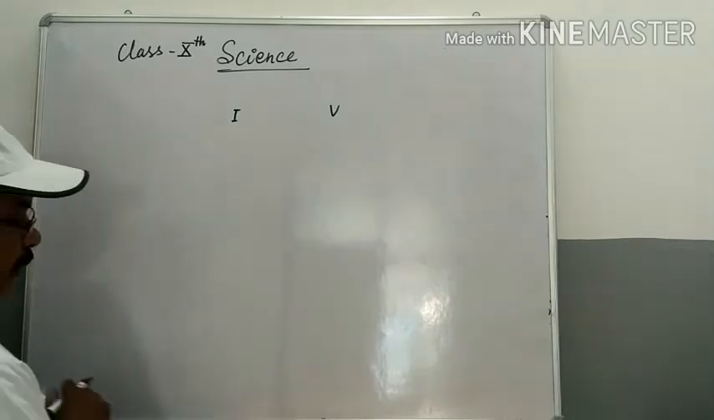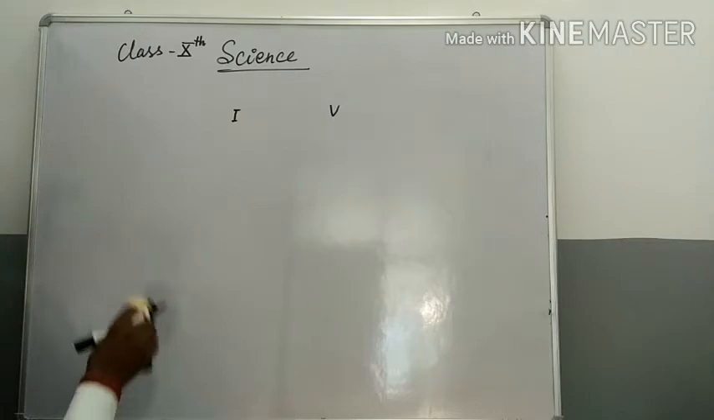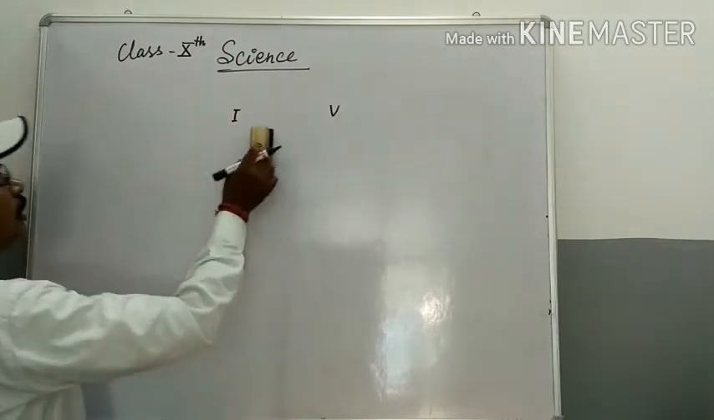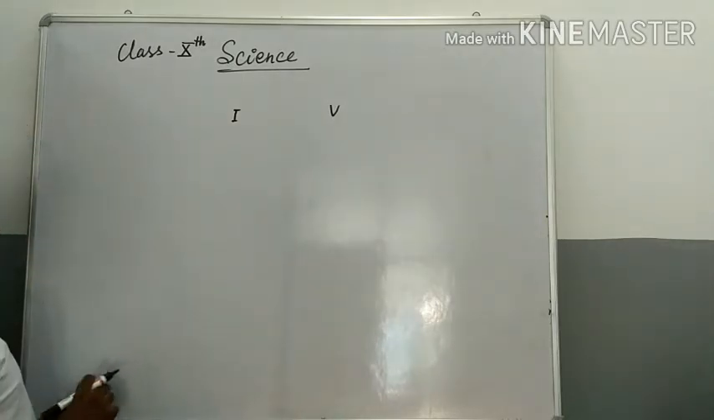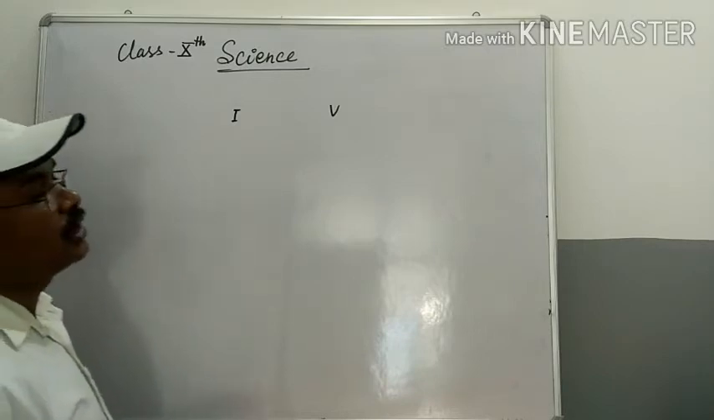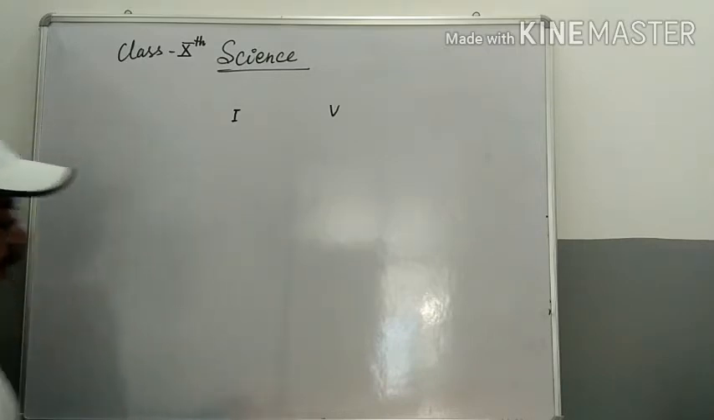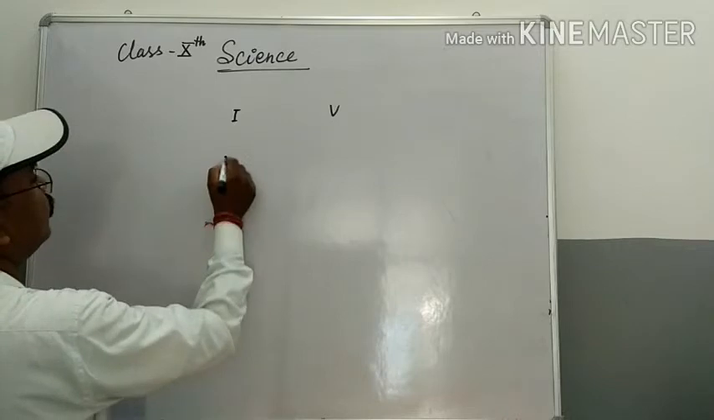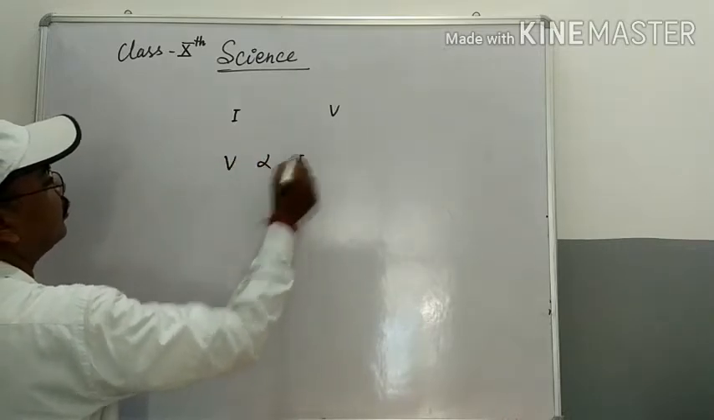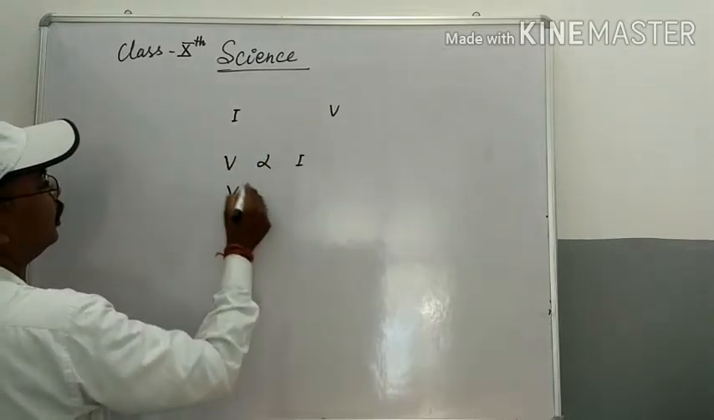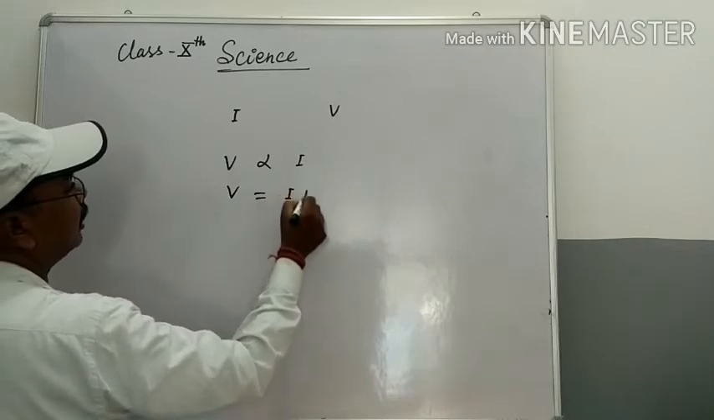The current flowing through the conductor is directly proportional to the potential difference across its ends. It means V is proportional to I, and V equals I into R.